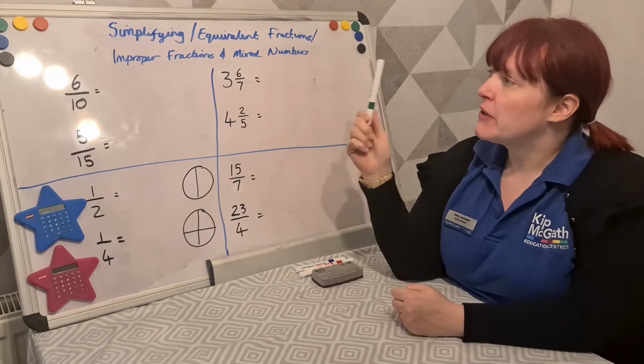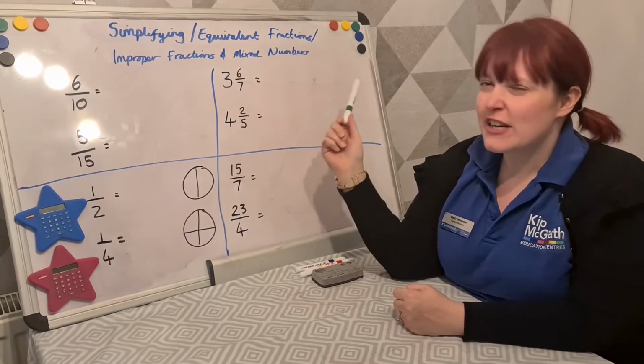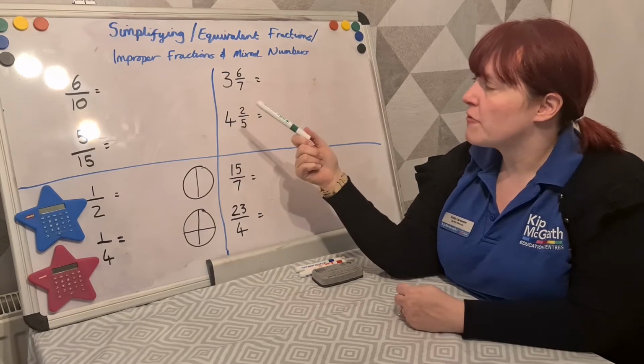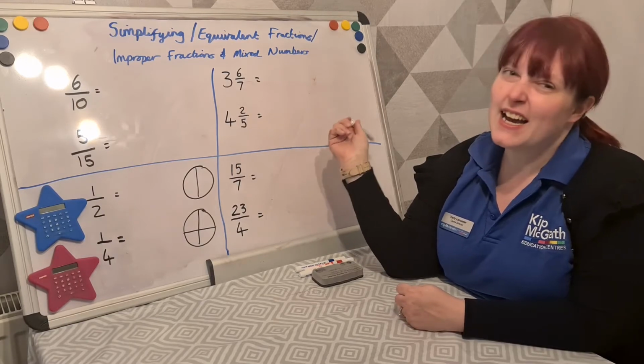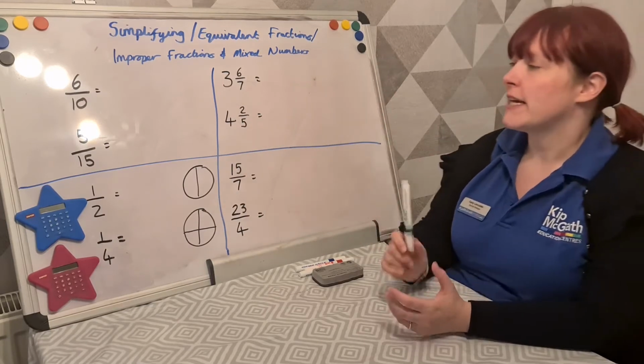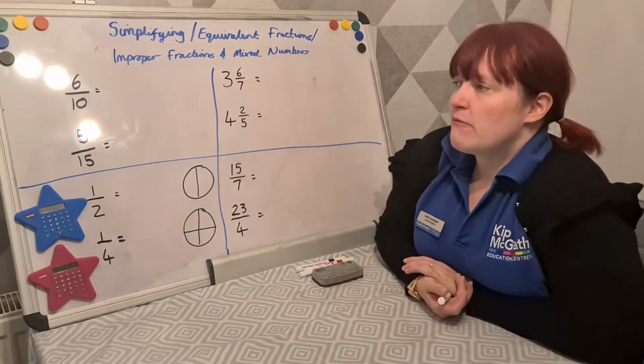Today we're looking at a few different things to do with fractions. So we're looking at simplifying fractions and equivalent fractions. They kind of go hand in hand, and then conversion between improper fractions and mixed number fractions, and going the other way around. Okay, so we've got a few different squares on my board here. We're going to start off with simplifying fractions.